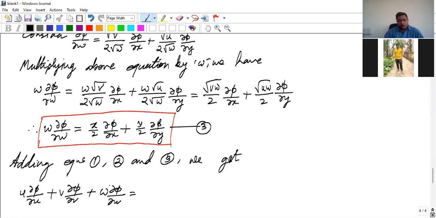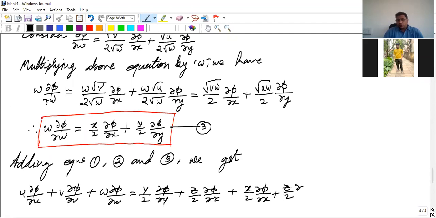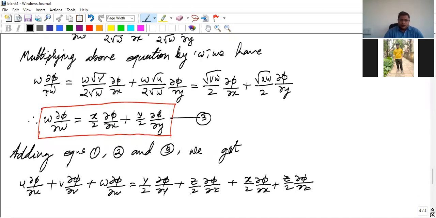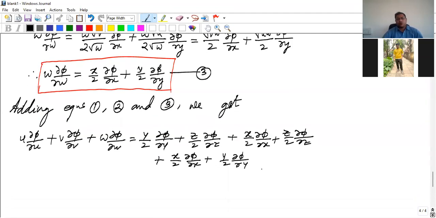So about u, what is u? It is y by 2 ∂φ/∂y plus z by 2 ∂φ/∂z. What about the second equation? It is x by 2 ∂φ/∂x plus z by 2 ∂φ/∂z. And the third equation is x by 2 ∂φ/∂x plus y by 2 ∂φ/∂y. So these are the terms we have.